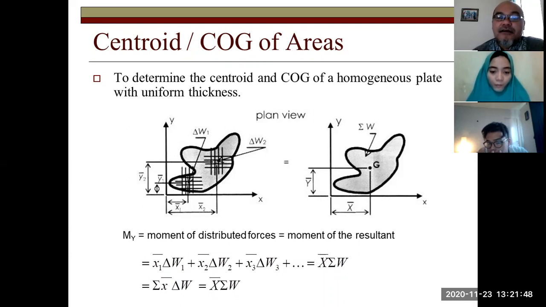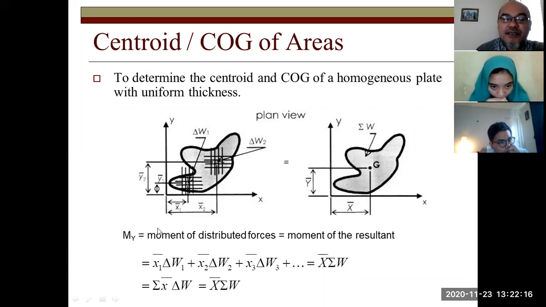So when we want to find the coordinate of the COG or the centroid, for example here, we want to first find the x coordinate of the centroid. So here we calculate the moment about the y axis from each of the surface elements within that plate.